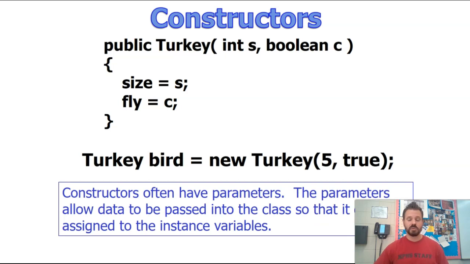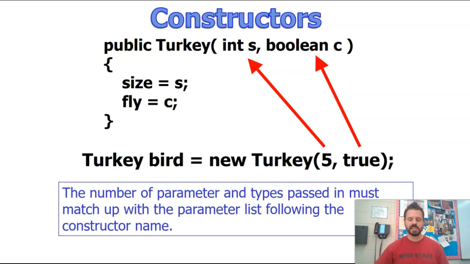In a lot of cases, constructors are going to have parameters. The parameters allow data to be passed into the class so that it can be assigned to the instance variables. In this case, for the first constructor, we have the int s for size and boolean c for can fly as my parameters. I'll pass those in, such as new Turkey(5, true), and then it's going to set within the constructor the values of size and fly to 5 and true.